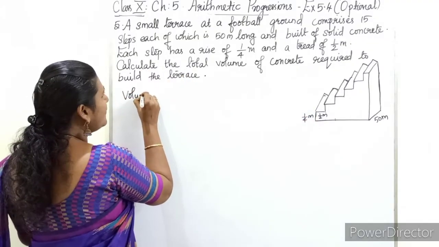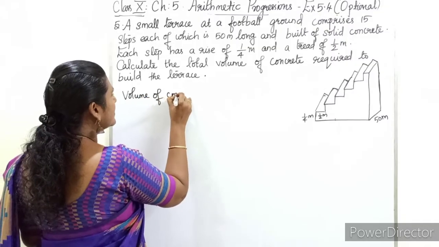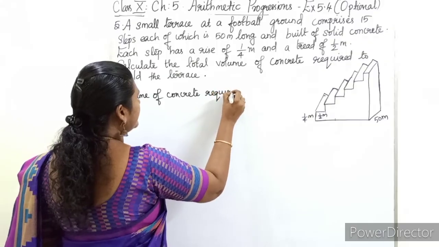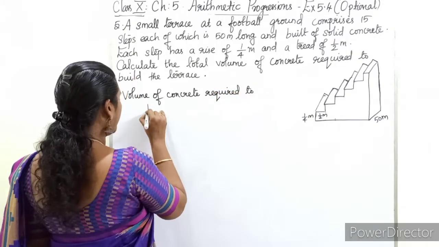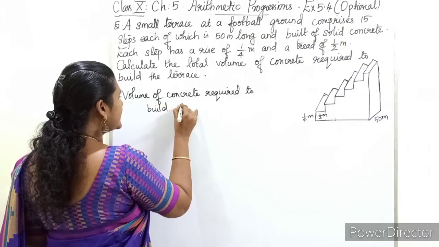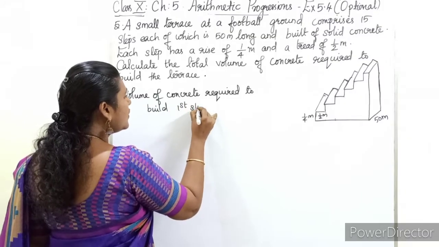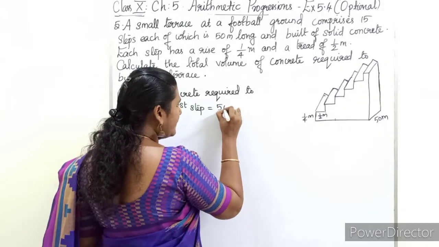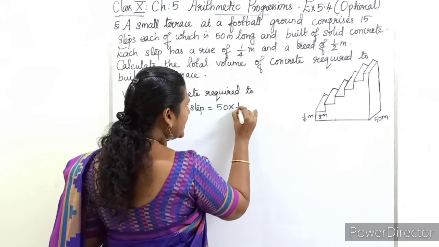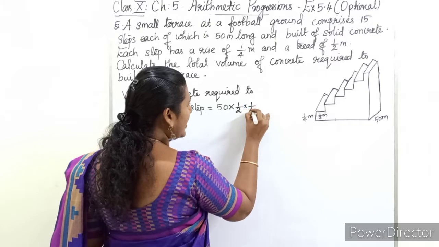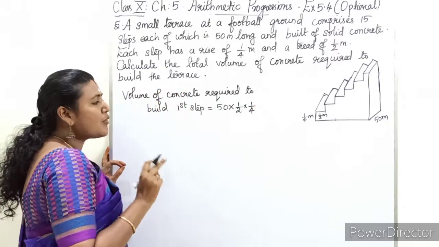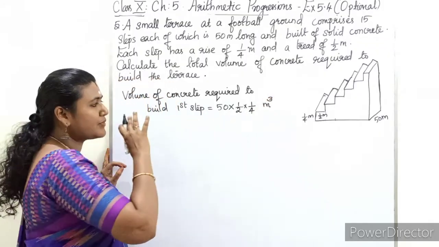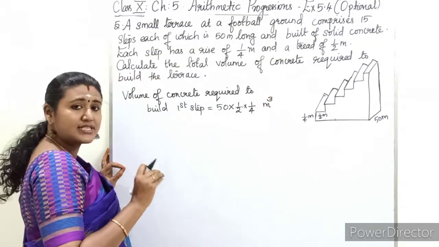So the volume of concrete required to build the first step. The formula is length into breadth into height. Length is 50, breadth is 1 by 2 and height is 1 by 4. So 50 into 1 by 2 into 1 by 4 meter cube. This is the volume of the concrete required to construct the first step.